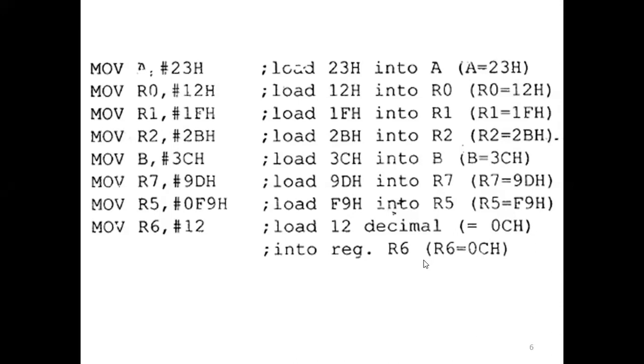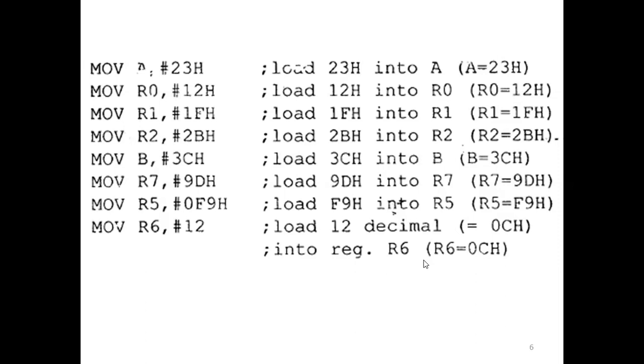Because you know that F can be treated as an alphabetic letter. But if I want to show that this is a hex number, not an alphabetic letter, I put the 0 between the hash and F. If you are not putting 0, then this command will cause an error. Means if you write move R5, hash F9H, this will cause an error.